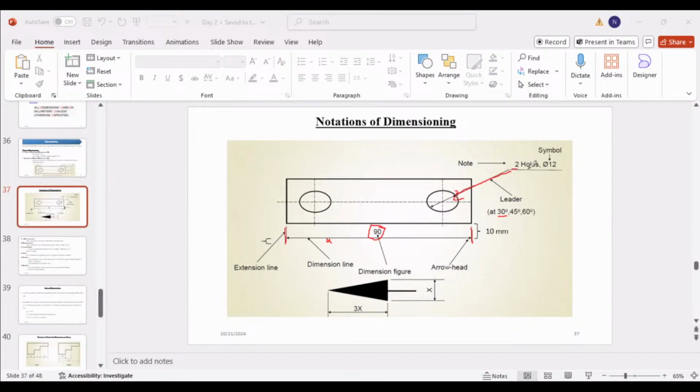So then that note is leaded to the hole using a leader line.